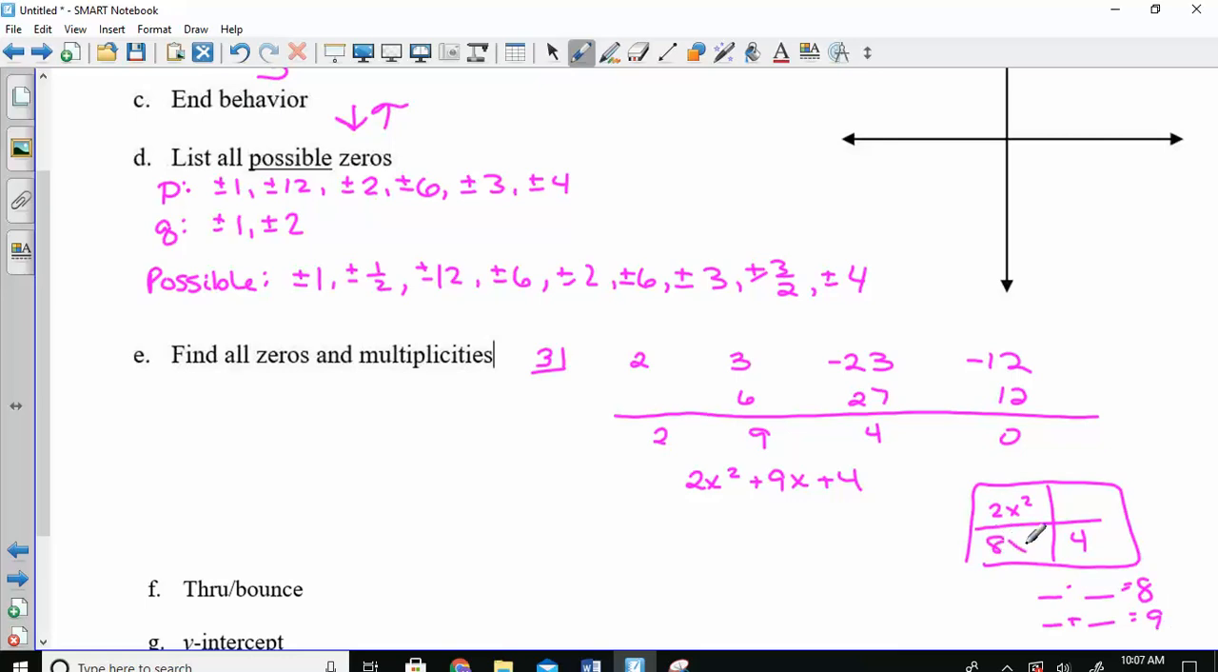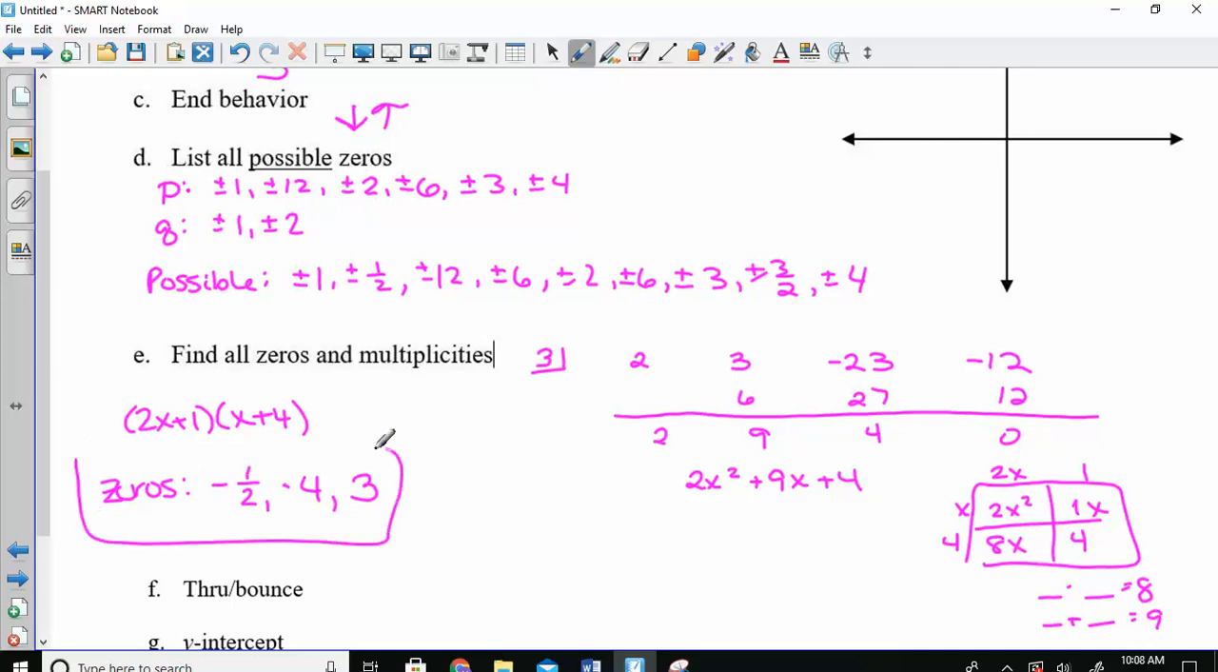Multiply to 8 and add to 9. So that would be 8 and 1. So we get 2x plus 1, x plus 4. So the zeros: what makes 2x plus 1 equal 0? -1/2. What makes x plus 4 equal 0? -4. And what's the other one we need? 3. If you were putting the x's with it, it would be x minus 3. I just asked for the zeros, not the factors, so we just need the number.